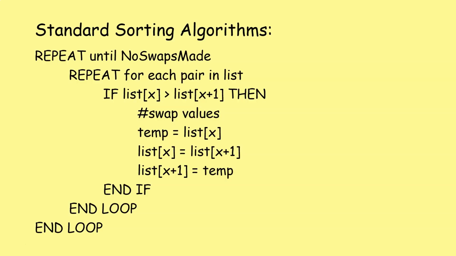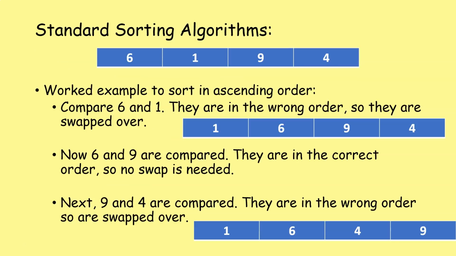Again, here's an algorithm in pseudocode. Repeat until no swaps are made. Repeat for each pair in the list. If the list item x is greater than the list item x plus 1, then we swap the values, and that's it. Nice and simple, we hope. So again, here's a worked example.